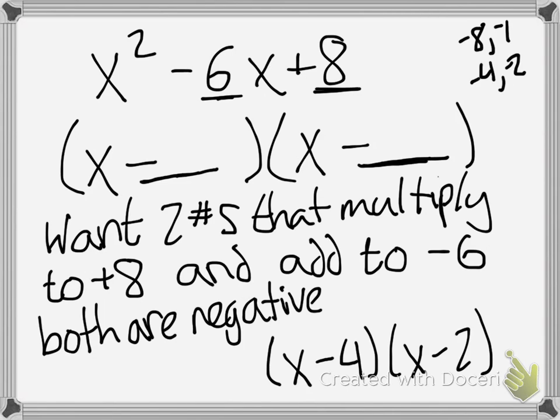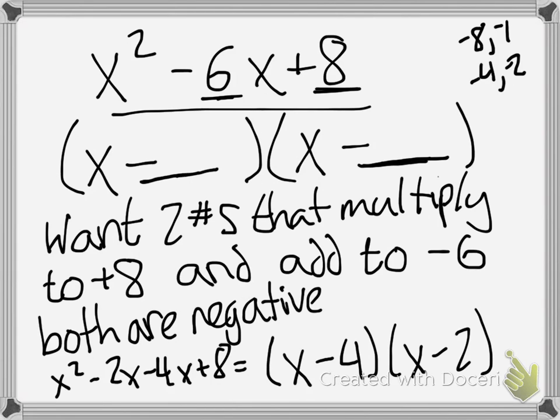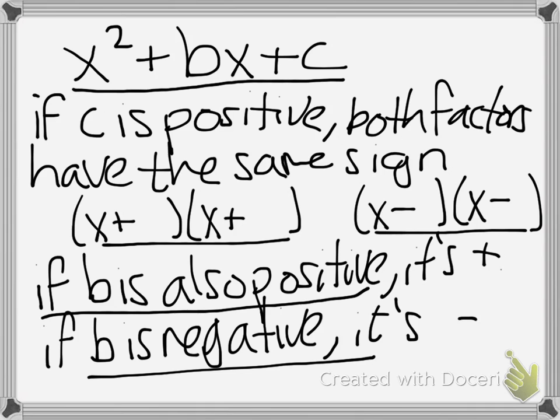I can check. I can multiply that out. That's x squared minus 2x minus 4x plus 8. That's exactly what I wanted it to be. So we've done 2 examples. In each of them, c was positive, but we changed the sign of b.